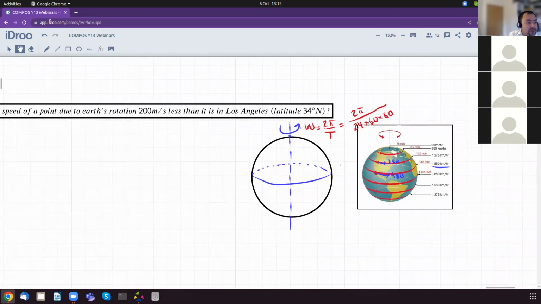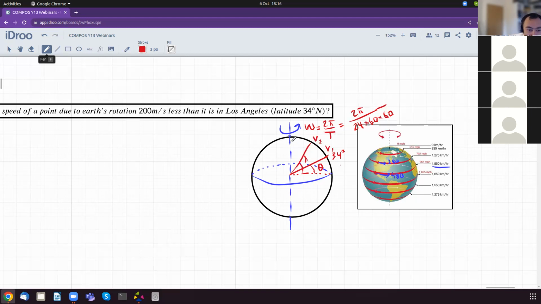Right, so let's label Los Angeles first. This is from Feynman's lectures, hence Los Angeles. I would have chosen London. So 34 degrees. Let's call this theta. And at this location, the speed is V1. And somewhere here, when the angle is lambda, the speed is V2.